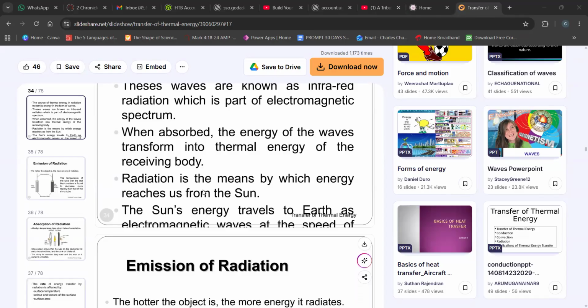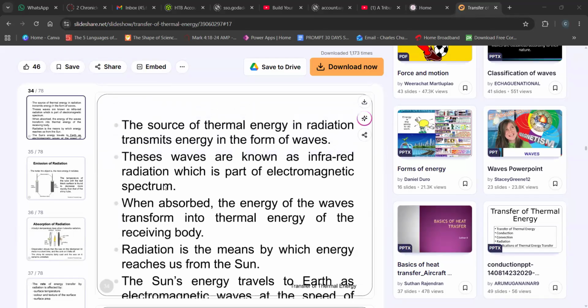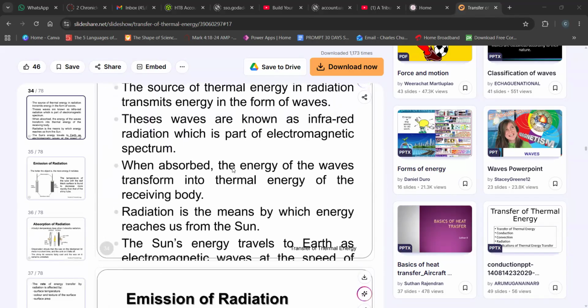If you want to take notes, I think you can start from the part where it says radiation is the means by which energy reaches us from the sun. Now, I don't think it's entirely out of place to take note of the first two lines, which say that the source of thermal energy in radiation transmits energy in the form of waves. I'm just trying to see how we can minimize having to write down everything.